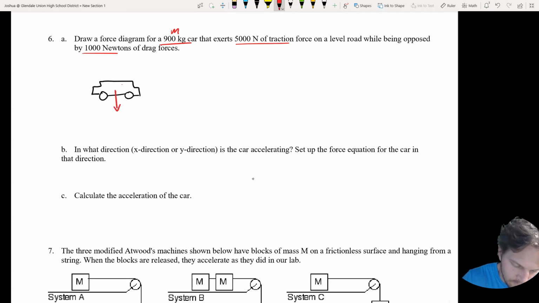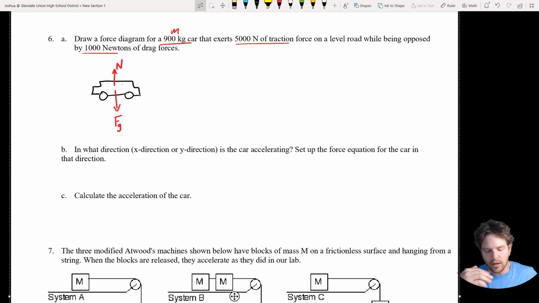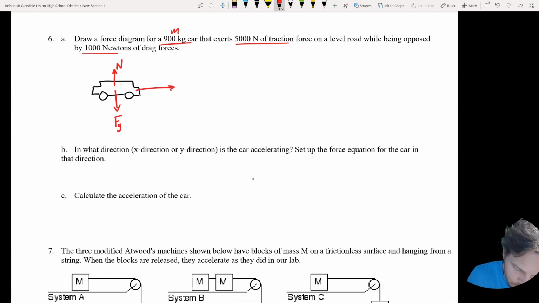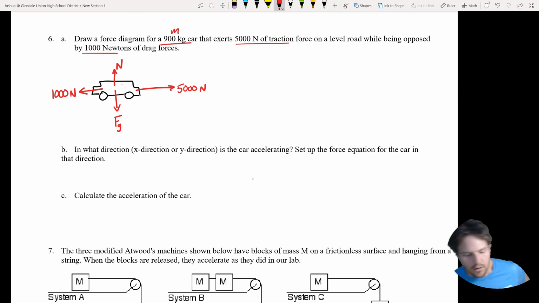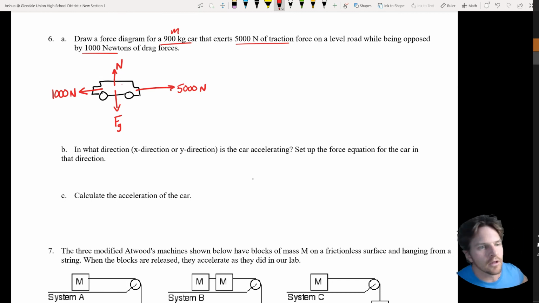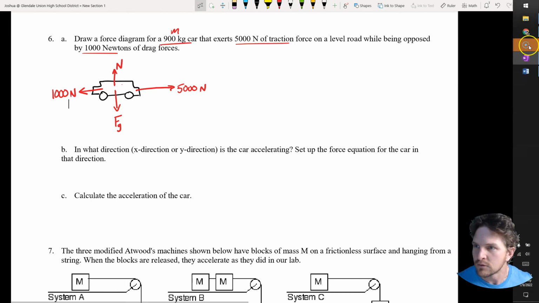Okay, what do we got? We got the force of gravity. We have a normal force. I know that there is a 5,000 newton force making this thing go forward. And then there are 1,000 newtons of force resisting it, going the other direction. Okay, so there's our force diagram. There's a couple more things we can figure out. This is where the problem solving, like the puzzle solving, comes into play.